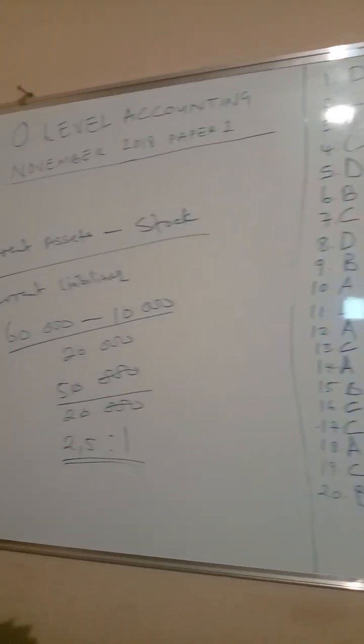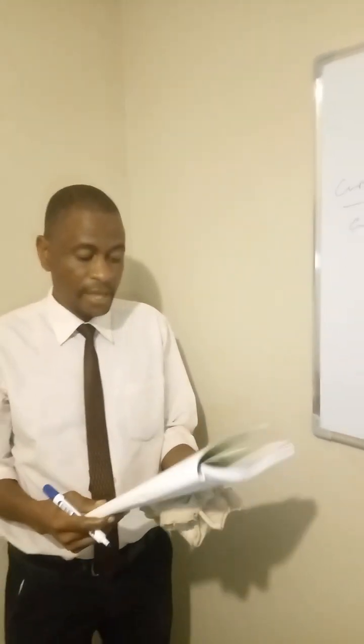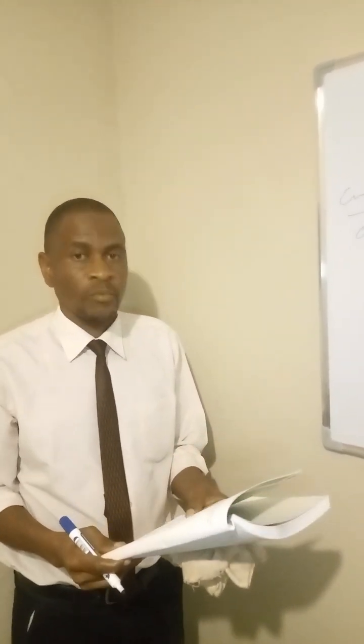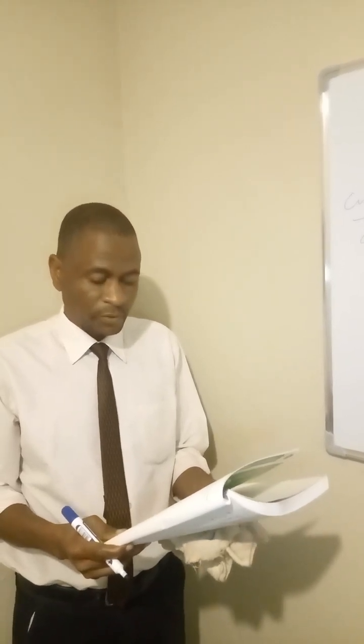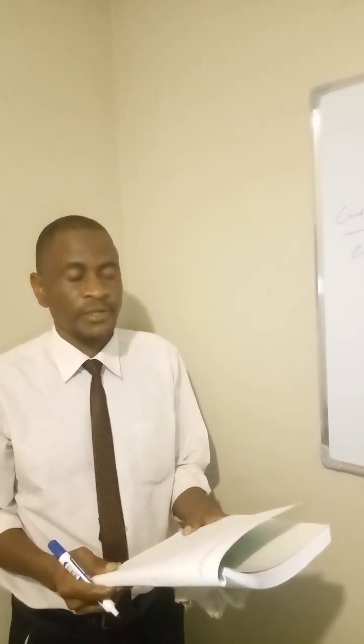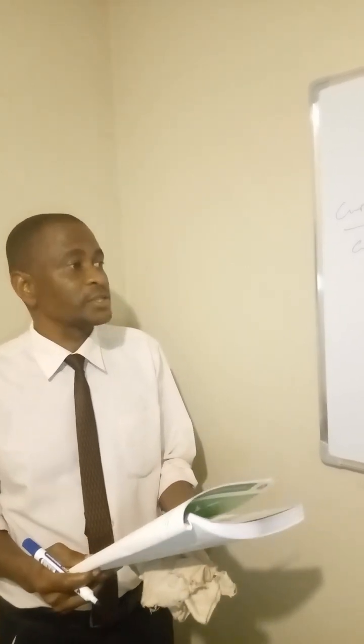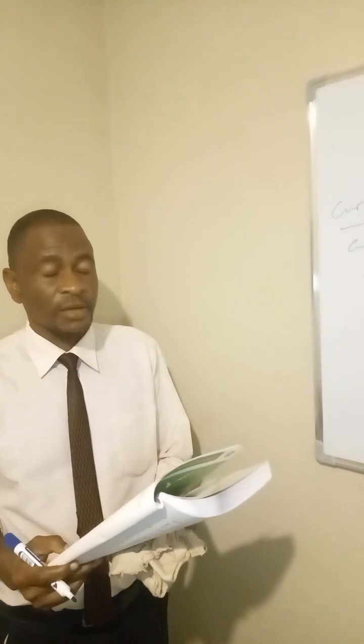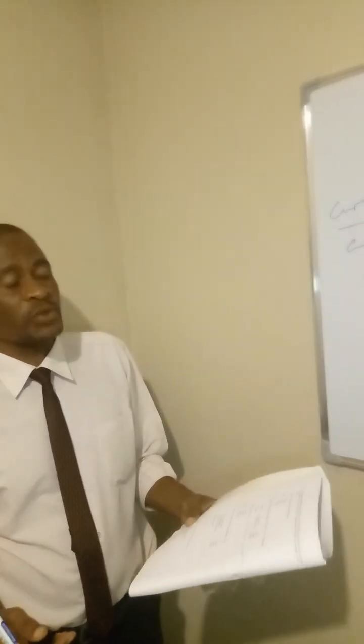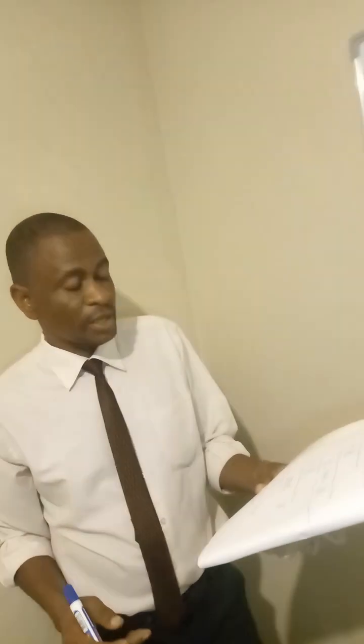Then number 28. The main source of income for a club or a society is A, donations, B, proceeds from dances, C, refreshments, D, subscriptions. The correct answer is subscriptions, because these clubs and societies rely on member subscriptions. Proceeds from dances and refreshments are additional income, but the real source of income is subscription, which is option D.